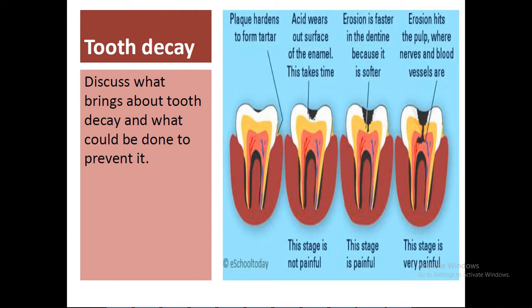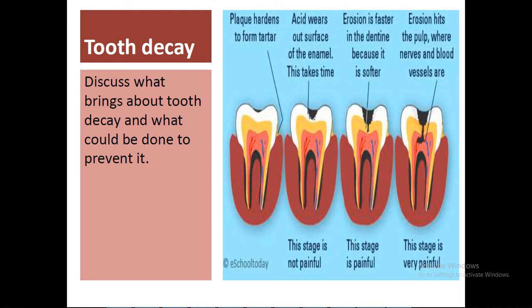Now, next is erosion, which is faster in the dentine because it is soft. After the enamel, it will enter the yellow part, the dentine, and this stage starts to be painful. And at last, erosion hits the pulp, which means it enters your blood vessels, disturbing the blood vessels and nerves. So this stage is very painful.